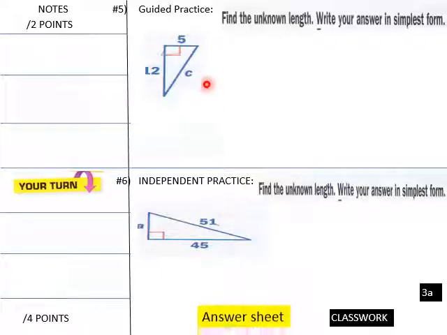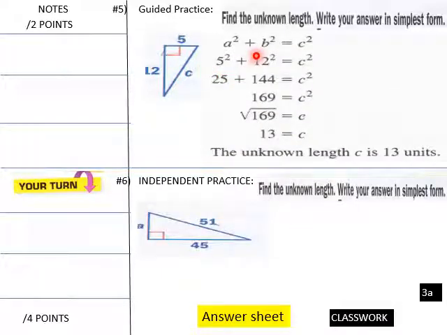So up here, what we have is that a squared plus b squared equals c squared. We have a and b. 5 squared plus 12 squared equals c squared. 25 plus 144 equals c squared. 169 equals c squared. The square root of 169 equals c. 13 equals c. So the unknown length up here of this right triangle is 13 units.